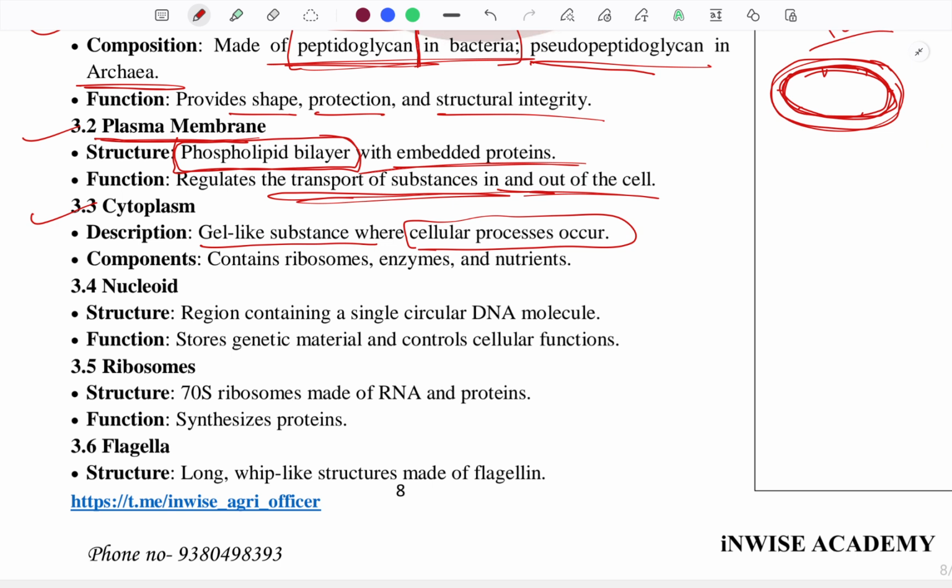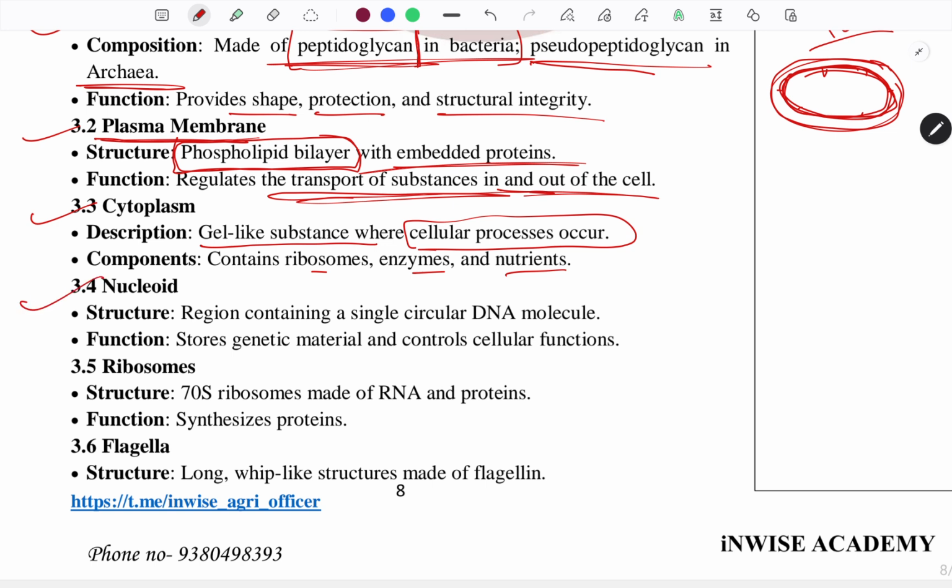And what are the components in the case of prokaryotes? What components may be present inside or embedded in that cytoplasm? As we said before, ribosomes are present, different enzymes will be present, and nutrients. Whatever nutrients are taken in will be present there.